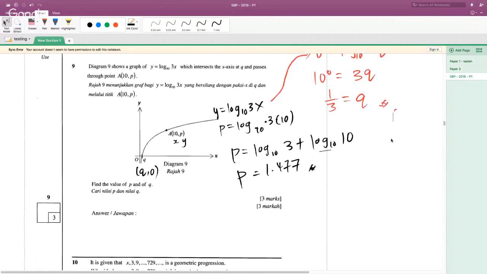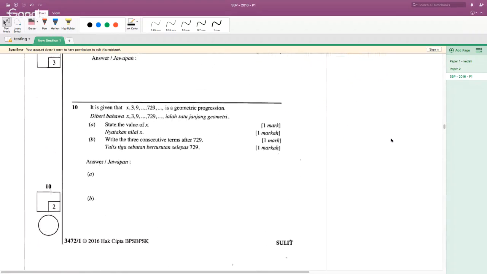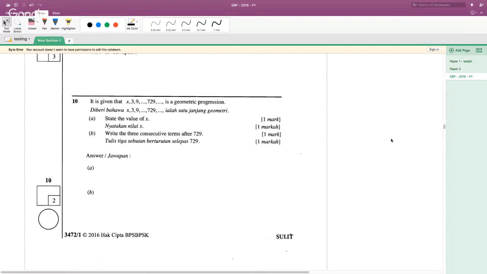All right, let me move on. Question 10 is a GP and asks you to state the value of x. Obviously, it is divide by 3, divide by 3, divide by 3. So x basically is 1, because 9 divided by 3 gives 3, and 3 divided by 3 again gives 1. So I know x equals 1.